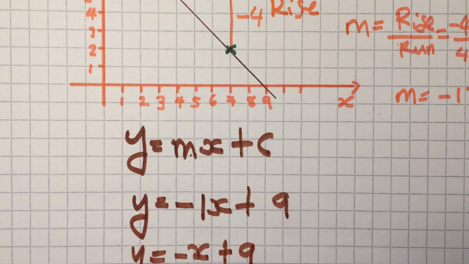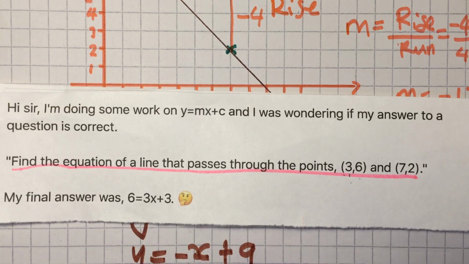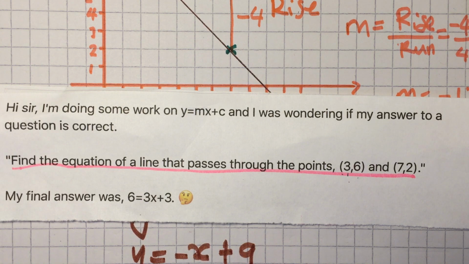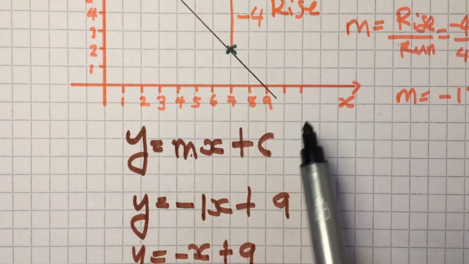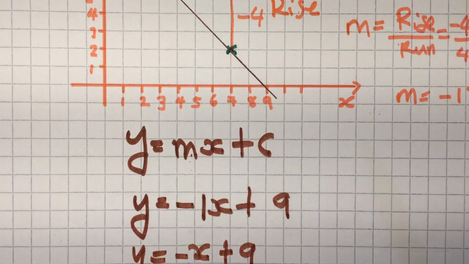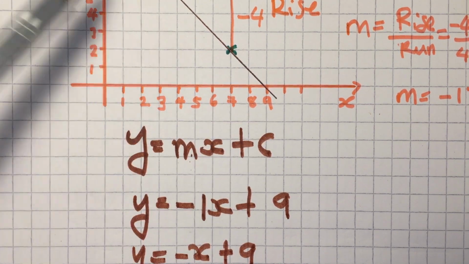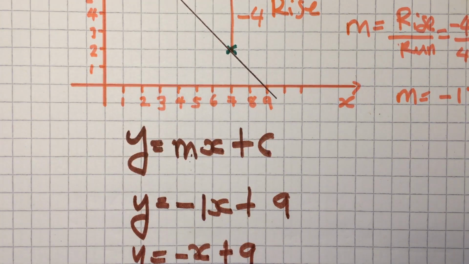Going back to the question which this person asked, they had asked whether their final answer was correct. They got 6 minus 3x, which at this point I would say is a very wrong answer. Well tried, great effort, but this is how you do it. The correct answer for that line is y = -x + 9. You also know it's a minus gradient, because it's going from top to bottom, which shows it's a negative gradient.